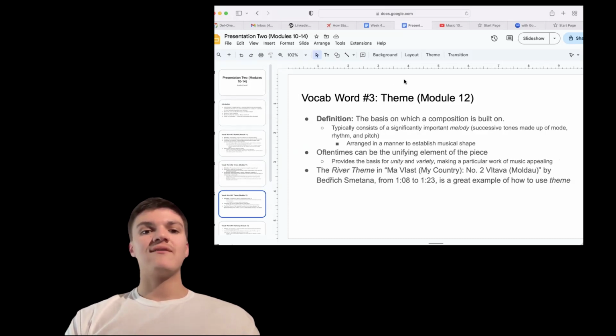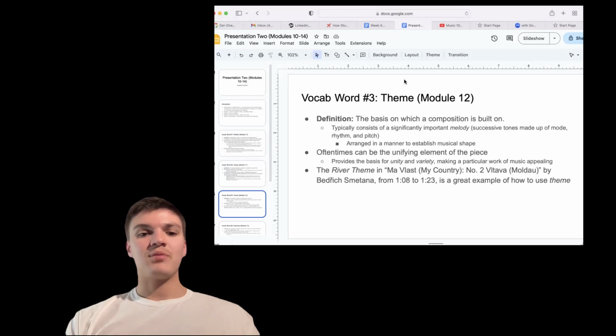Moving on to Module 12, I'd like to discuss theme, which is the basis on which a composition is built. Usually, it consists of a significant, important melody, which are successive tones made up of mode, rhythm, and pitch. It is arranged in a manner to establish musical shape. Oftentimes, it can be the unifying element of the piece and provides the basis for unity and variety, making a particular work of music appealing.